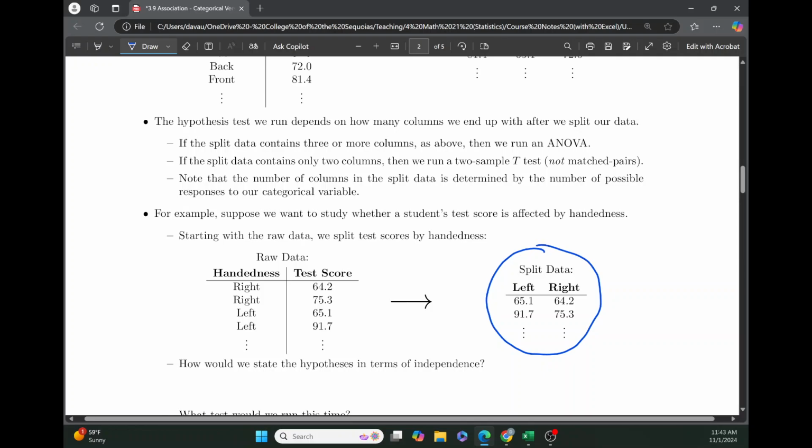So in this example, we're looking at handedness versus test score. Is your test score affected by whether you're right or left-handed? There are only 2 possible responses in the handedness column, so you'll only end up with 2 columns when you split the data, and consequently you're only comparing 2 means. So you shouldn't run an ANOVA on that. You should run a 2-sample t-test.